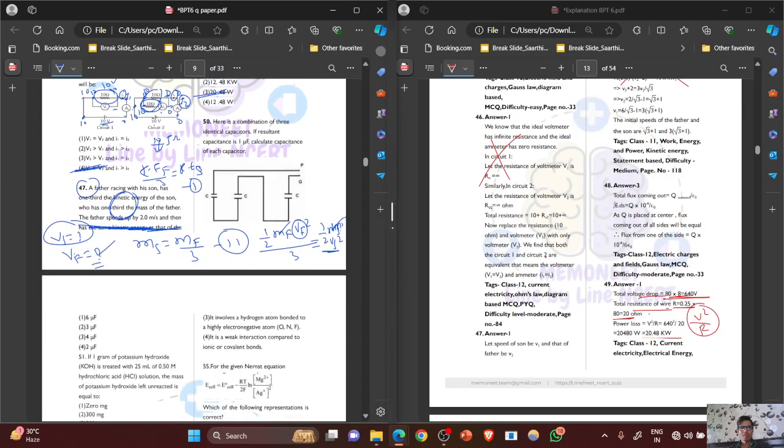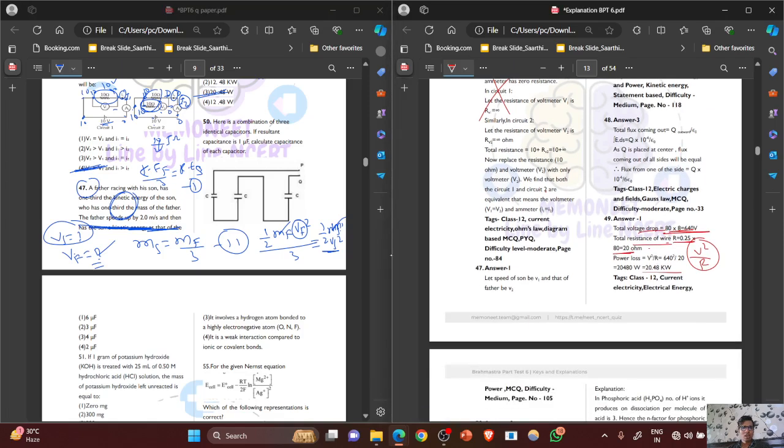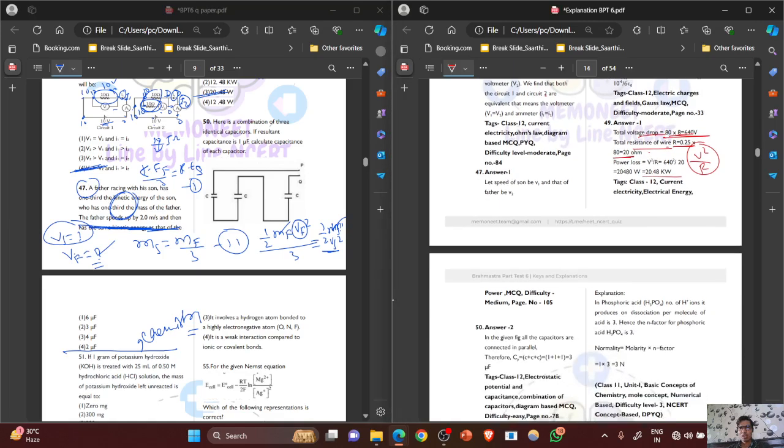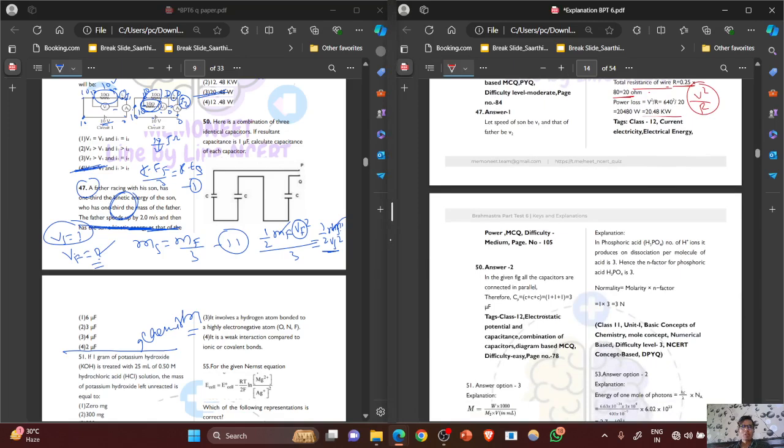Last question. They have also not mentioned the chemistry section here. Here, a combination of three identical capacitors gives a resultant capacitance of 1 microfarad. Calculate the capacitance of each capacitor. It is asking for the capacitance of each capacitor.